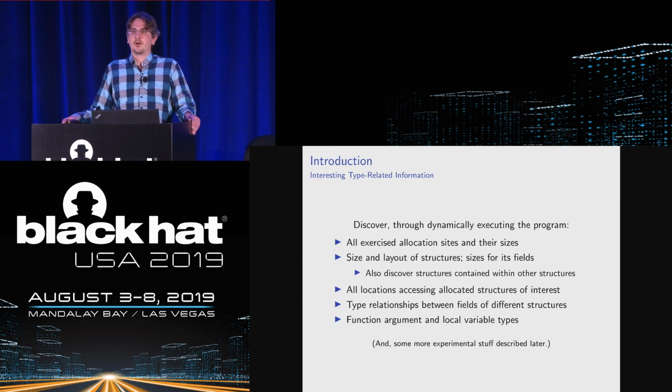So we're going to be targeting each structure that is exercised through runtime behavior. We're going to want to figure out the size of each structure, the layout, which is to say where the fields are within the structure, as well as what their sizes are. Every location within the binary that accesses the structures that we're interested in. Figure out type relationships between fields of different structures, and also we'll be interested in variable and function argument types. And there's some more experimental stuff also.